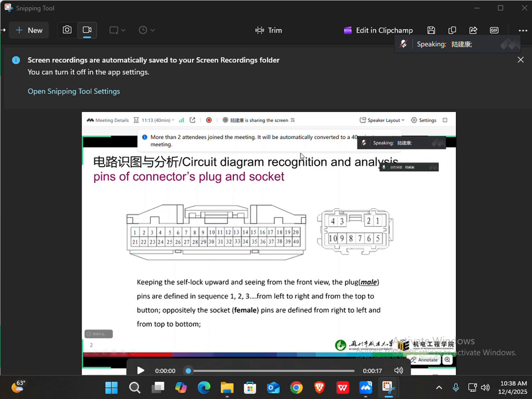T46B. That means the name of the connector is T46B. And there are totally 46 pins. And this wire connects to the pin of number 24.